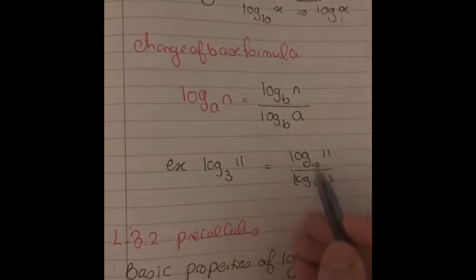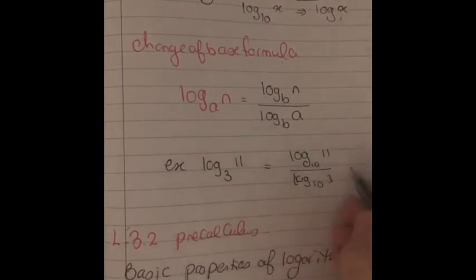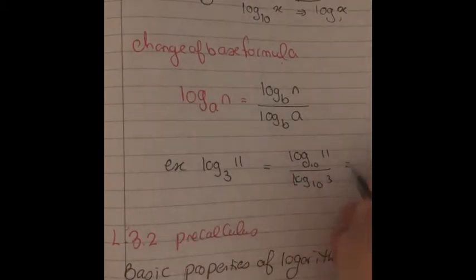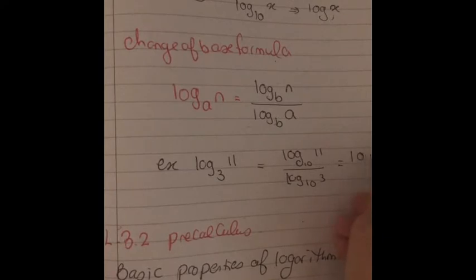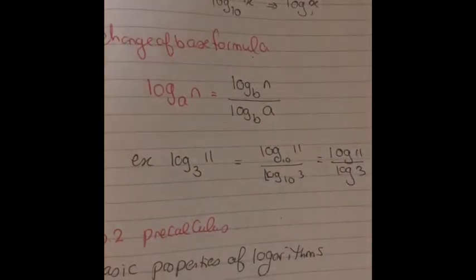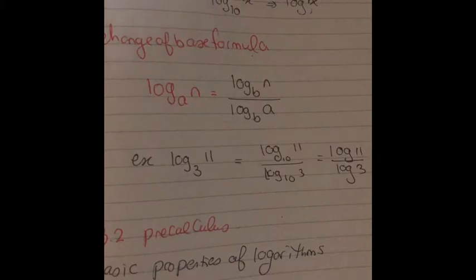It doesn't have to be 10. It can be 5, 3, 2, whatever the number. But anyways, the questions were to express this in terms of common logarithms. We can just write the answer as log 11 over log 3. And this is mostly all that was displayed in this lesson, the change of base formula.